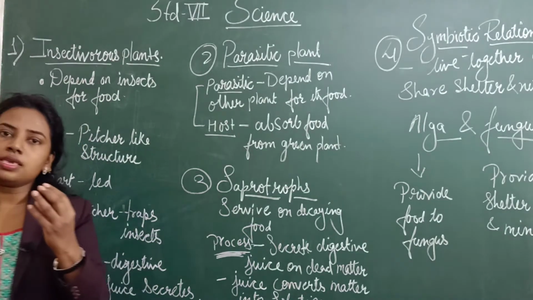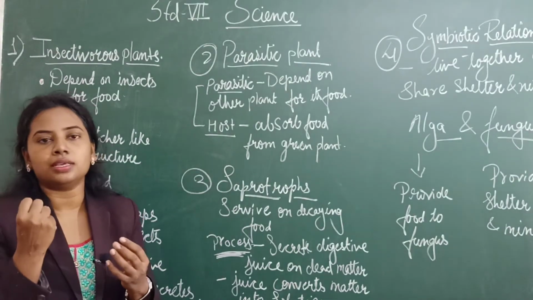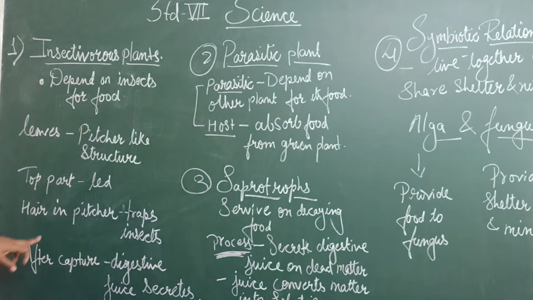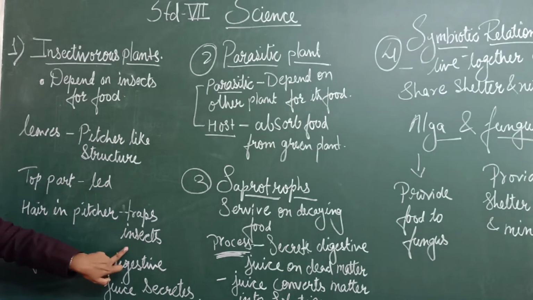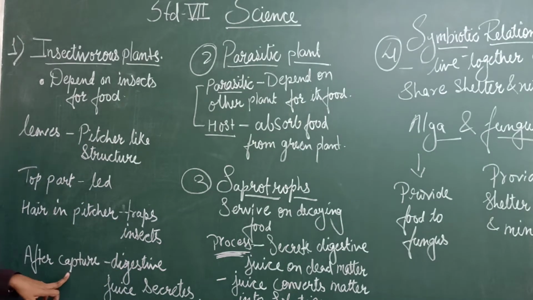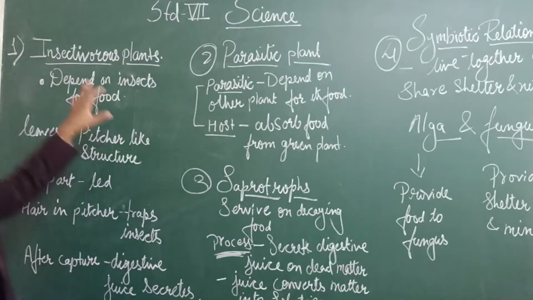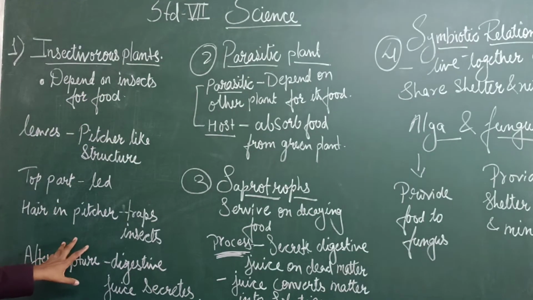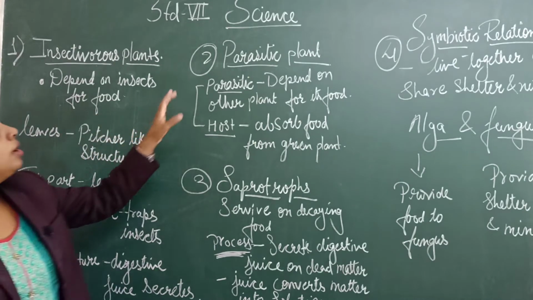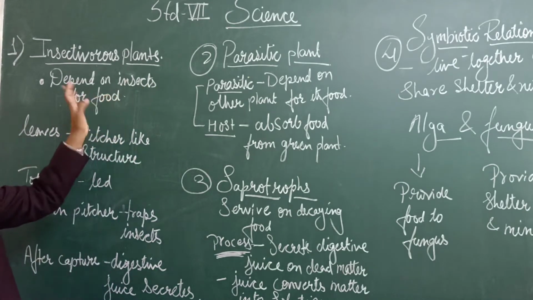As soon as the insect comes, it traps that insect inside. And what happens next? After capturing the insect, it secretes digestive juices and swallows it up. This is about the insectivorous plant, so it comes under a heterotrophic plant.